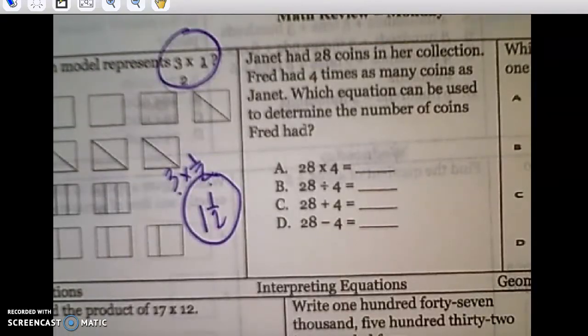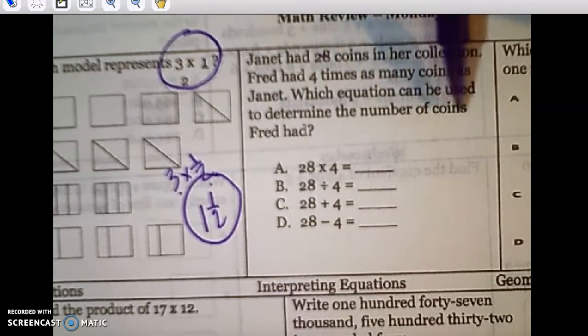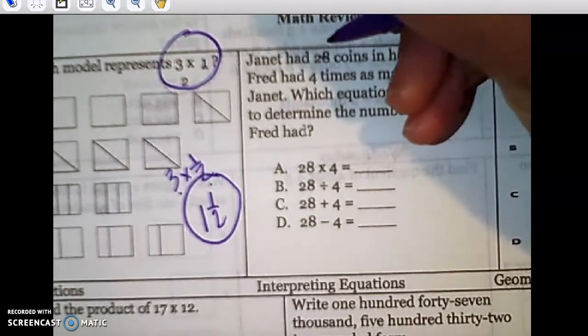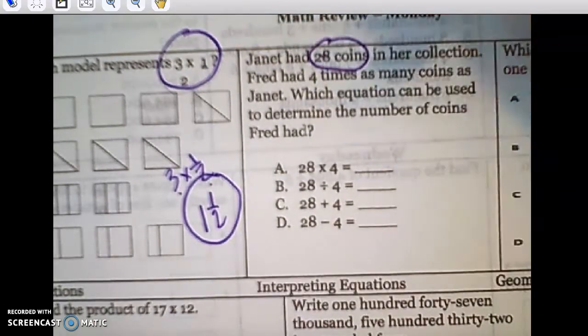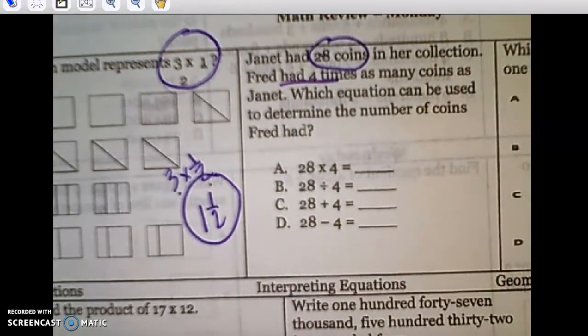So we have Janet had 28 coins in her collection. Fred has 4 times as many coins as Janet. Okay, so if he has 4 times as many, then I already know he has more. Which equation can be used to determine the number of coins Fred had? Okay, so if Janet had 28 coins, that's going to be Janet. And Fred had 4 times as many.